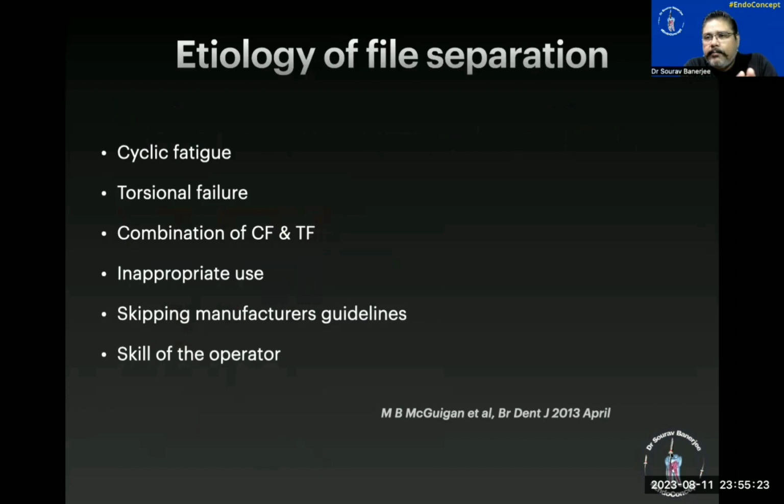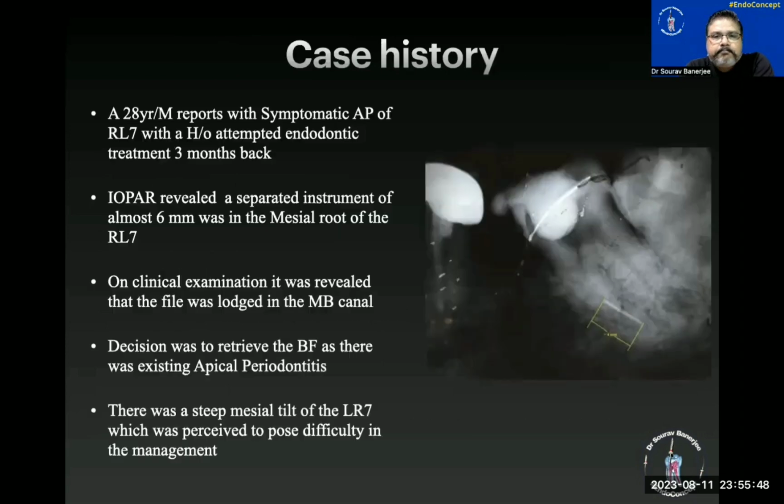So there could be a plethora of reasons. The popular ones are cyclic fatigue, torsional failure, a combination of cyclic fatigue and torsional failure, inappropriate use of the files, skipping the manufacturer guidelines, and skill of the operator. So these are the most popular reasons due to which a file fails.